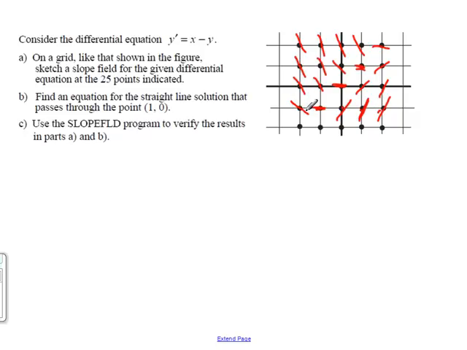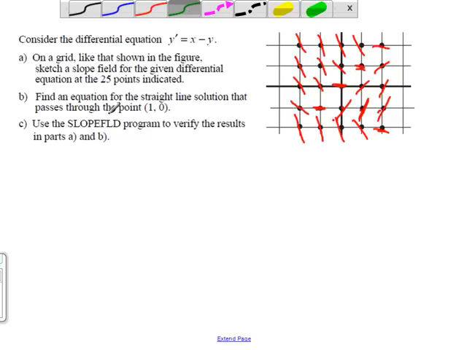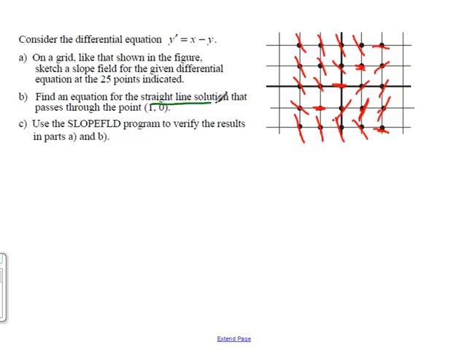And let's finish off with this last bit. y equals -2. Here's a slope of -2, -3, -4, -1, and 0. So now it says find an equation for the straight line solution that passes through the point 1, comma 0. So 1, comma 0 is this point right here.